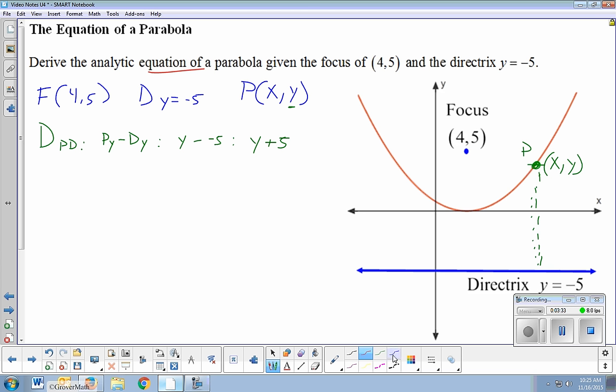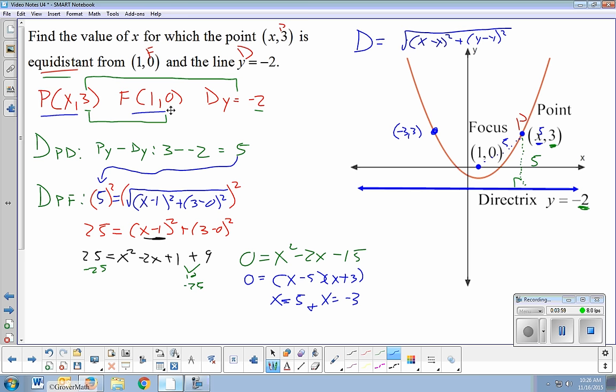And then the distance between the point and the focus also has to be y plus 5. But that's not just a simple vertical or horizontal line. It could be horizontal, it could be vertical, it could be slanted here. We don't know. So for the distance between the point and the focus, we have to use the distance formula. And we saw that again in the previous example.